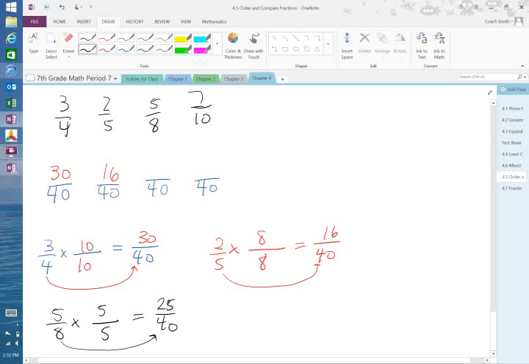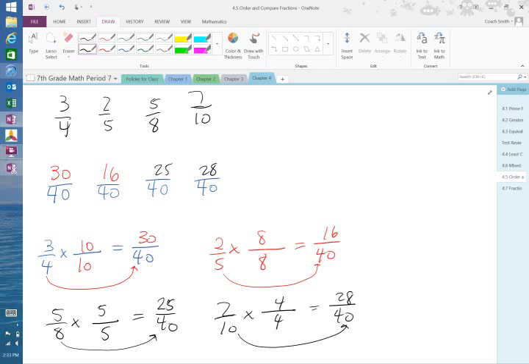25. The last one is 7 over 10 times some fraction equals 40 on the bottom. What did I do to 10 to make it 40? Multiplied it by 4, so I have to do the same thing on the top, which makes that 28. And so this one was 25. This one is 28. So, which is smaller, 16, 25, 28, or 30?